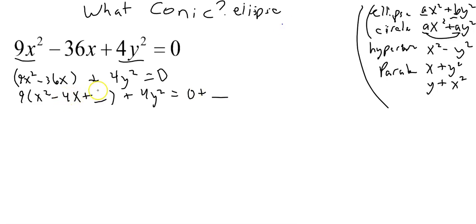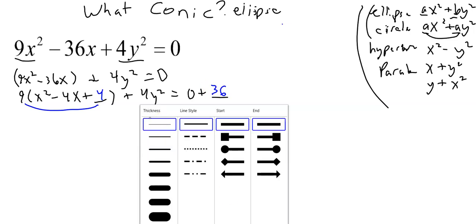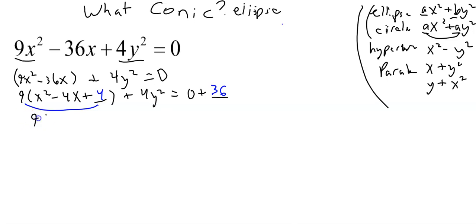So half of 4 is 2, 2 squared is 4. So I'm going to add 4, but I didn't really just add 4 there. I really added 9 times 4, or 36. So I have to add 36 to both sides. This should now nicely simplify. So we have x minus 2 squared plus, this is just 4y squared, equals 36.